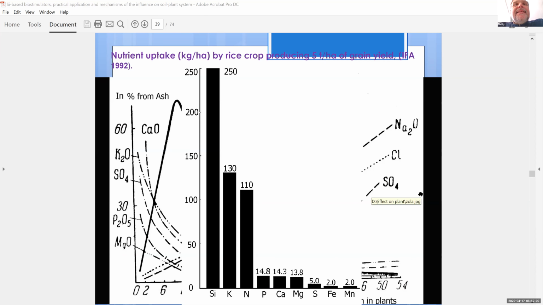Now, what is the silicon effect on the plant? It is interesting that usually plants absorb more silica than nitrogen, potassium, and phosphorus. In other words, plants need a lot of silica, and they need it in active form, in the form which the plant can absorb. Next, please.